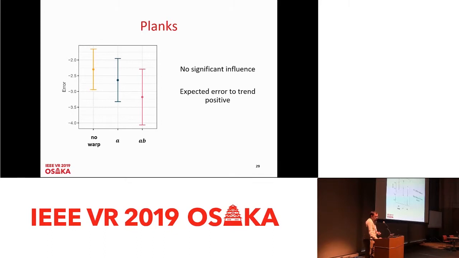No significant influence is found for either warp method. A trend is present, with error increasing as warp methods become more extreme. However, the error becomes more negative, which is the opposite direction we expect with the distance overestimation we saw with warp AB.